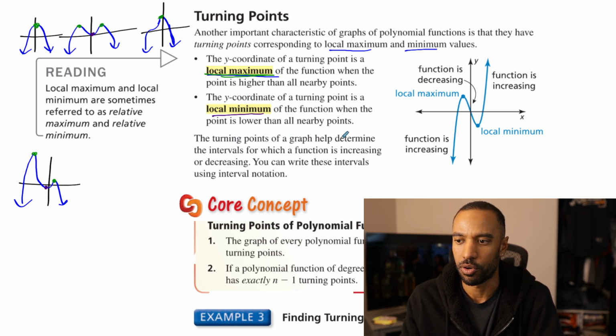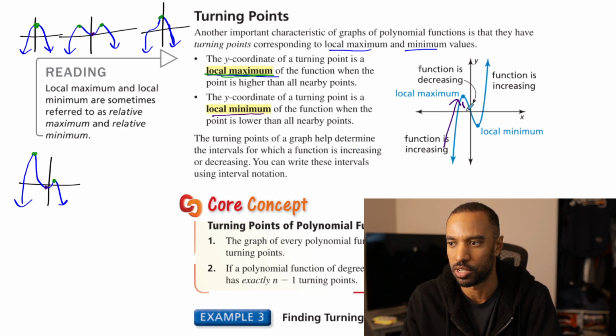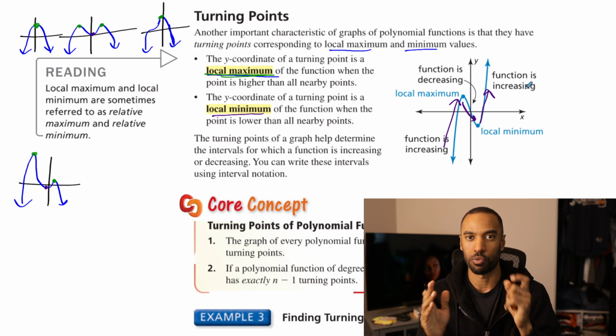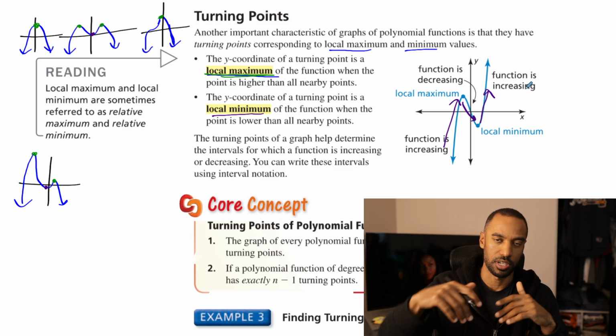But the turning points of graphs help determine the intervals for which a function is increasing or decreasing. If you hit a local maximum, you know it's going from increasing to decreasing. You hit a local minimum, you know it's going from decreasing to increasing. So we know the intervals, the values of x for which we go from increasing to decreasing, etc.